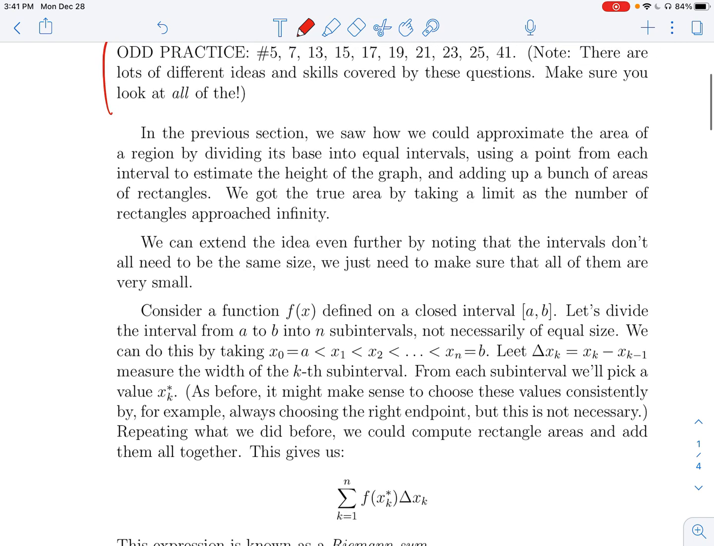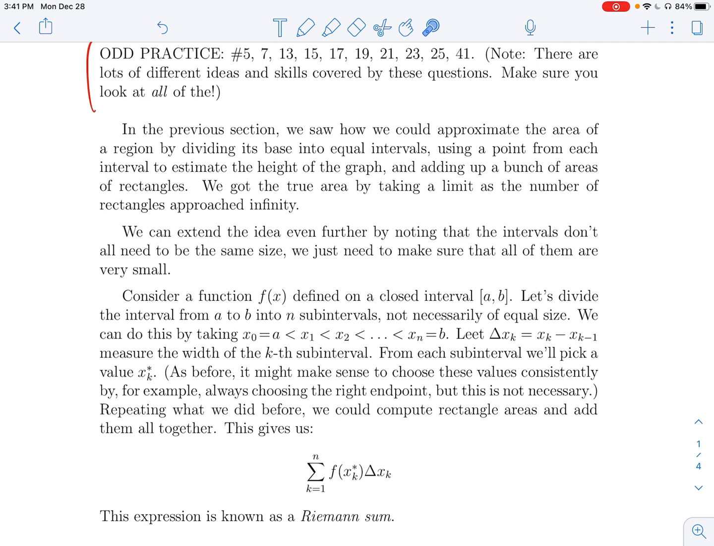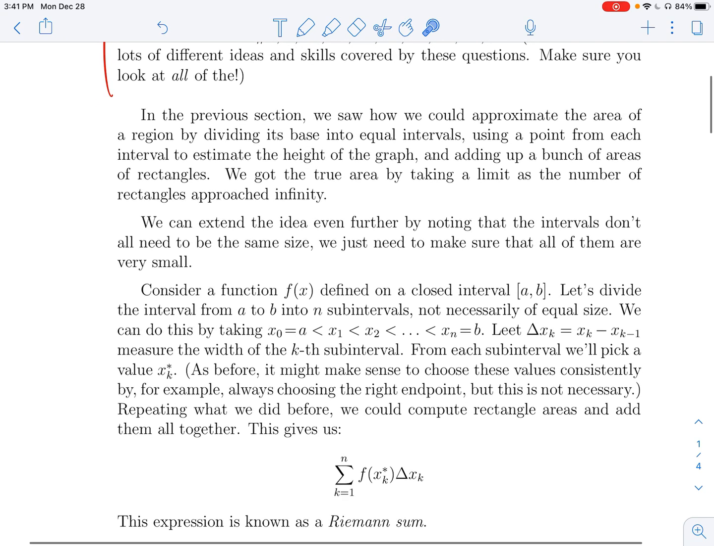So again, in the previous section, we saw we could approximate the area of a region by dividing its space into equal intervals, using a point from each interval to estimate the height of the graph, and then adding up the areas of a bunch of rectangles. And we got the true area by taking the limit of that process with more and more rectangles that were therefore skinnier and skinnier. So now we're going to modify this a little bit with two wrinkles.